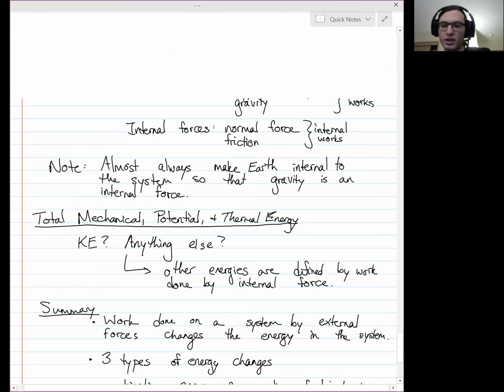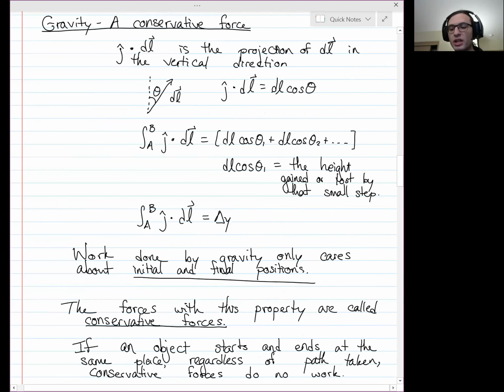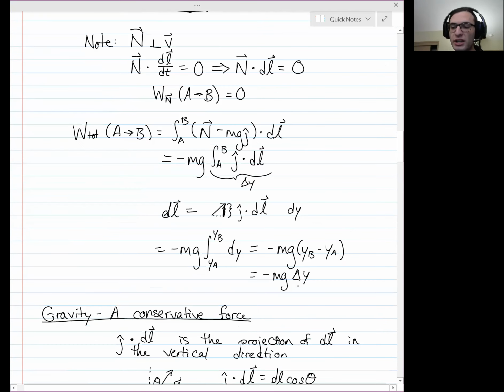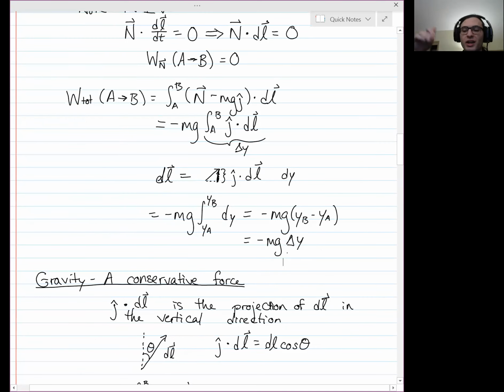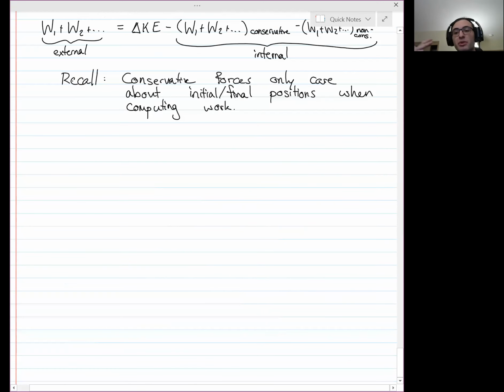Let's go back and look at, say, gravity, which is a conservative force. The gravitational force only cares about the change in position, that is the final position minus the initial position, i.e. it doesn't matter what path you took to get there, it just matters where you started and where you ended. Similarly, the elastic force is also conservative and also only depends on the initial and final position, or initial and final displacement of the spring. And again, we'll go into more detail about that later.